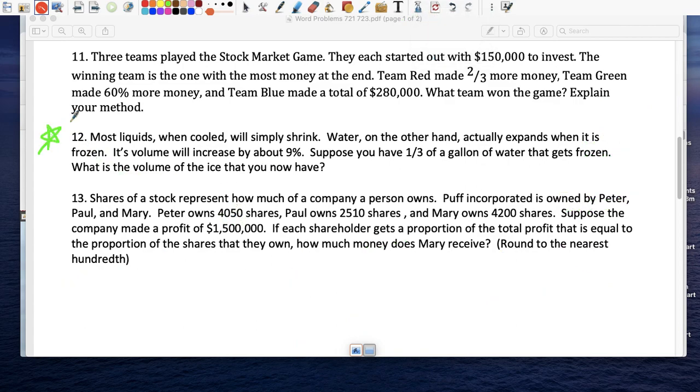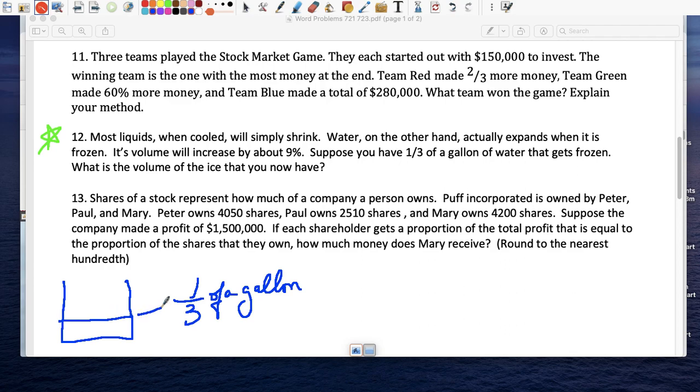Number 12. Put a little star here. So you have 1/3 of a gallon. You don't have a full gallon. Okay. So imagine that's a whole gallon, that represents a whole gallon. And this is what you have right now, 1/3.